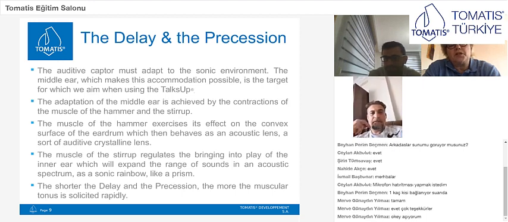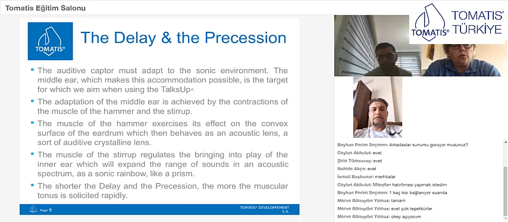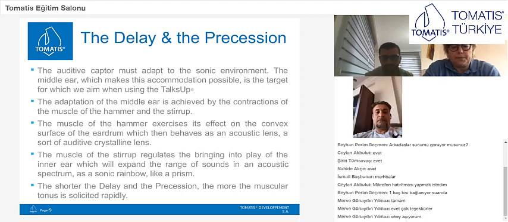So the muscle of the stirrup regulates the bringing into play of the inner ear, which will expand the range of sounds in an acoustic spectrum as a sonic rainbow like a prism.